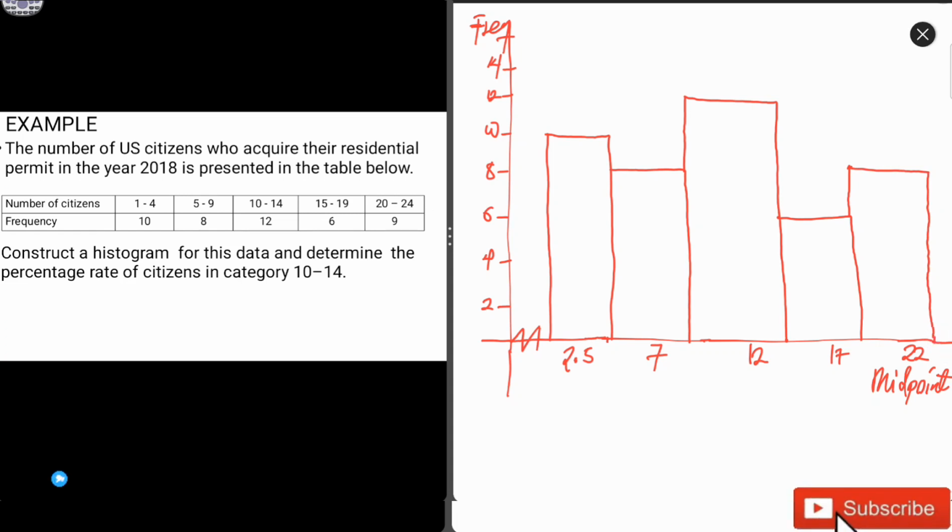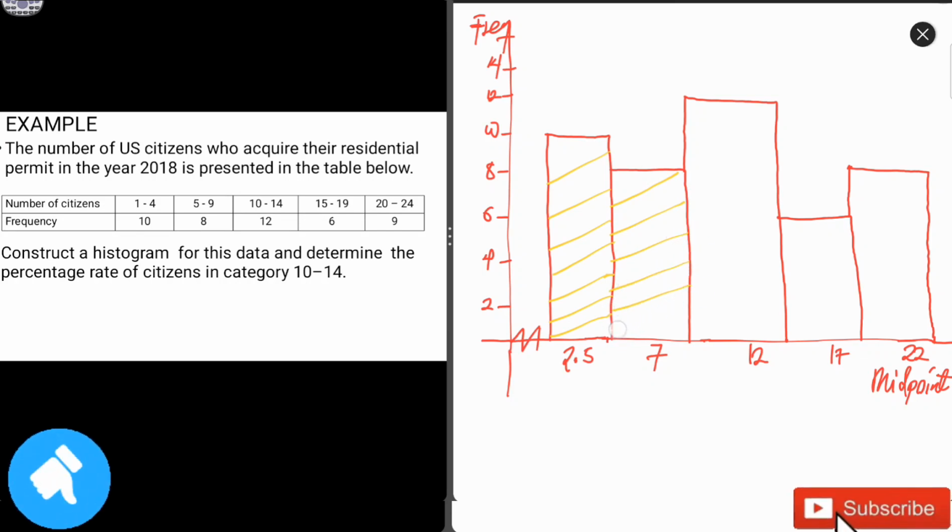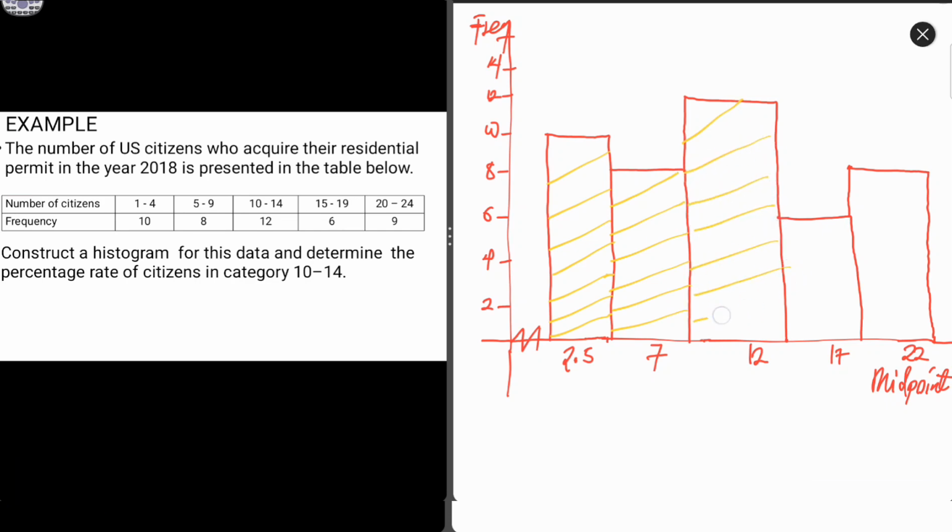So let me have something like so. This is how your histogram is going to look like. After that, you shade it, right? You shade it, very nice shade, and then you are good to go. That tells you the area that a particular bar is covering, or the portion of the area that particular bar is covering on the frequency. So just shade it like that. You just shade it a nice shade, and then you are good to go.